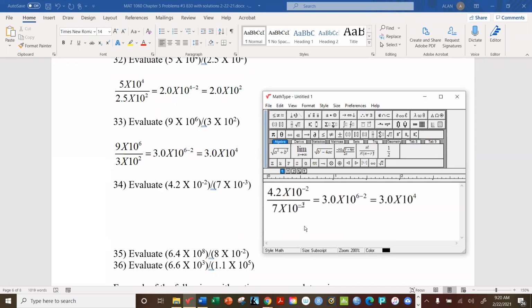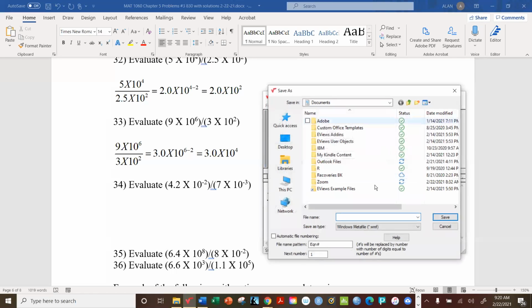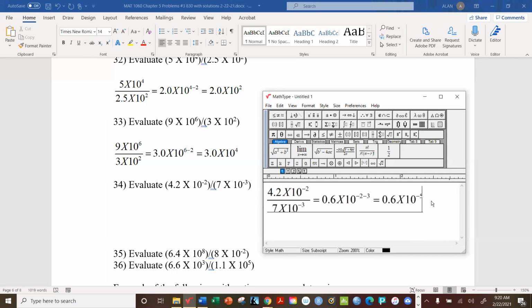Okay, so we have this ratio now. Here we go. This is what I was referring to earlier. Finally, it happened. We have 0.6 times 10 to the minus 2 minus 3. Now, I'm going to leave it like this for a minute. Minus 0.6 times 10 to the minus 5. But, as you know, this is not proper scientific notation.